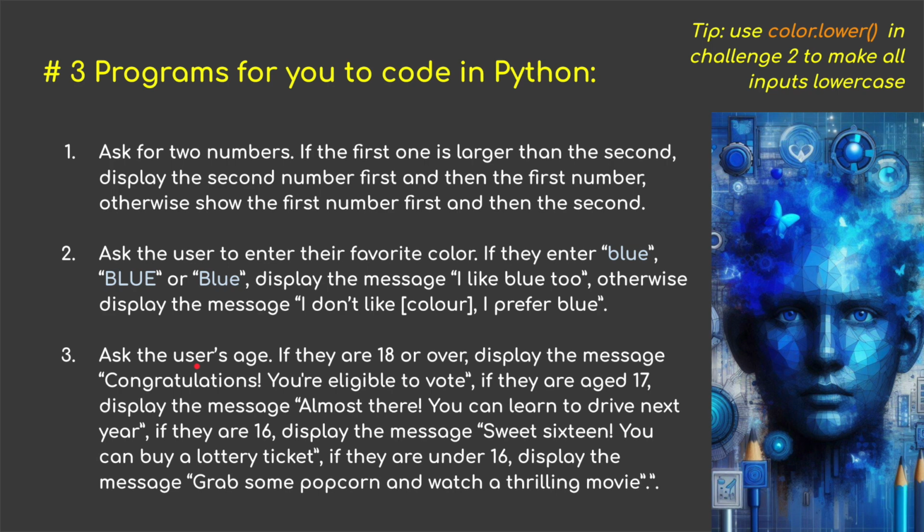Okay, and then 3, quite complicated this one: ask the user's age. Ask for them to enter their age. If they are 18 or over, display the message, congratulations, you are eligible to vote. If they are 17, display the message, almost there, you can learn to drive next year. If you are 16, display the message, sweet 16, you can now buy a lottery ticket. And if you are under 16, display the message, grab some popcorn and watch a thrilling movie.